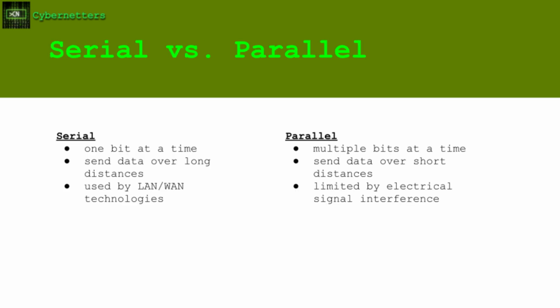Diving deeper into serial versus parallel, as we mentioned earlier, the main difference is that serial sends one bit at a time and parallel sends multiple bits at a time. Serial can send data over long distances while parallel can send data over short distances. One thing to note is serial is used by LAN and WAN technologies. What that means is when you want to configure a router or a switch, you use serial mode to console into it when you're configuring it.